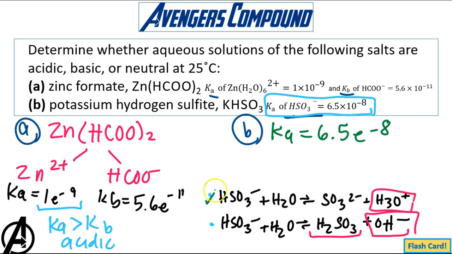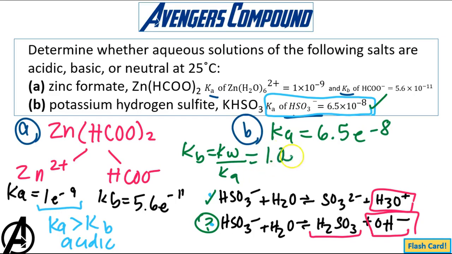Now, they already gave me the Ka value. That was given. Now, I have to use my Ka value to find my Kb value, okay? And then I'll compare them. So my Kb is going to equal Kw divided by my Ka. So that's 1.0 times 10 to the negative 14 divided by 6.5 times 10 to the negative 8. And what I get is 7.1 times 10 to the negative 13.